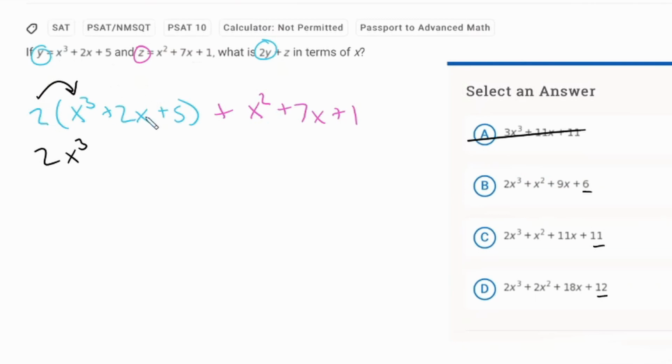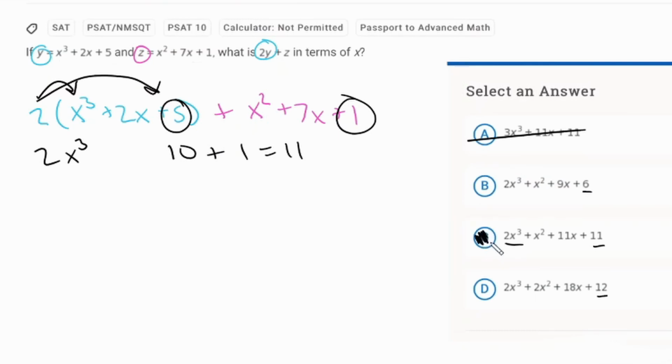So our last term, we see it's a constant, and we have 2 constants here. We have 5 and 1. But this 5 is being multiplied by 2, so that's actually going to be a 10. And then we add 1, so that's going to be 11. And so if we go back to our answer choices, you can see that answer choice C has 11 as its last term and 2x cubed as its first term, so that is our answer. And we didn't even have to solve for any of the middle terms.